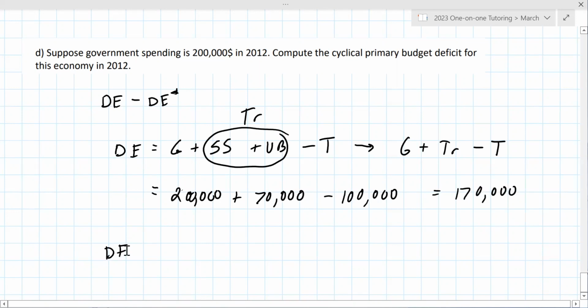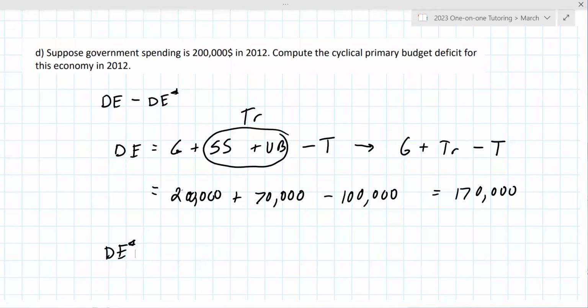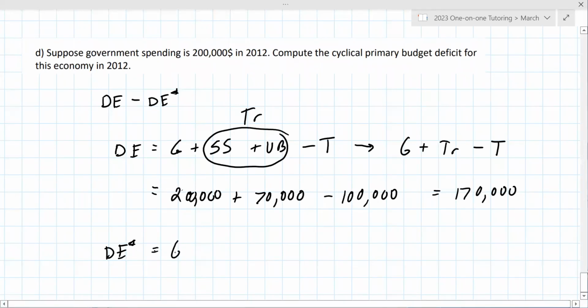So DE star though is related. Go back and look. It's G plus only SS minus T, but this time the T isn't the same T. It's from the tax rate we calculated. So I'm not sure how we just talked about that, but it's the 200,000 plus the 20,000 for the social security.